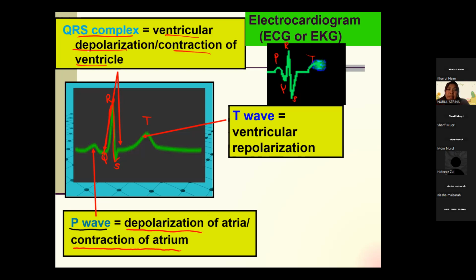Okay, then you have this wave, right? And the next wave is the T wave. All right. So the T wave indicates ventricular repolarization, right? So to make it easy to understand, I would say ventricular relaxation. Okay.